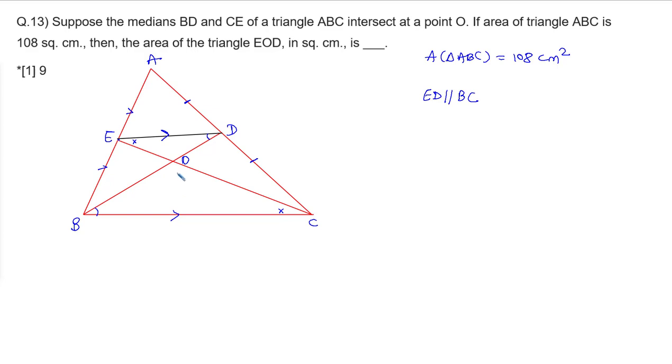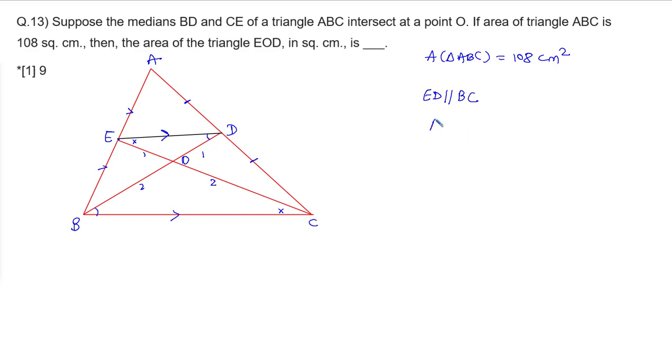O is a centroid. Centroid divides the median in a ratio 2:1. So this part is 2, this part is 1. This part is 2, this part is 1. So the ratio of corresponding sides of these two triangles is how much? It is 1:2. So let's have a look at it.